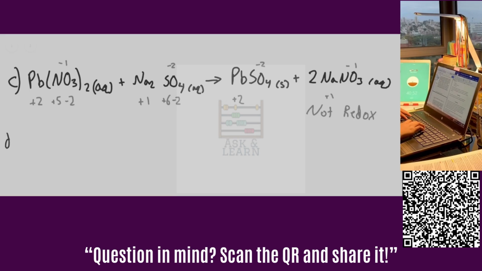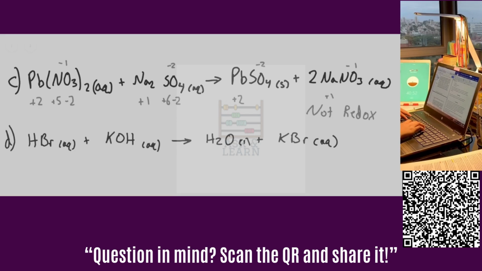In part D, we're given HBr plus potassium hydroxide producing water and potassium bromide.